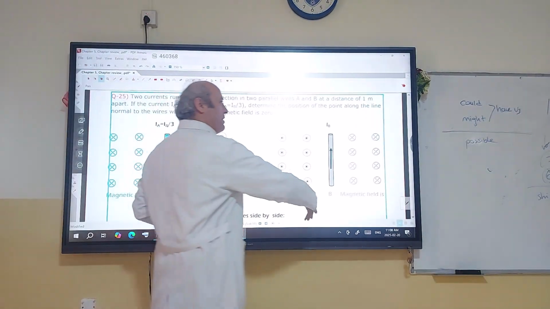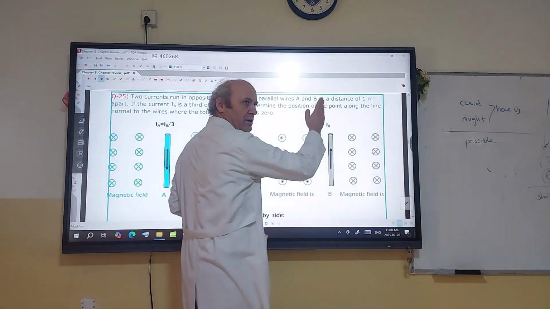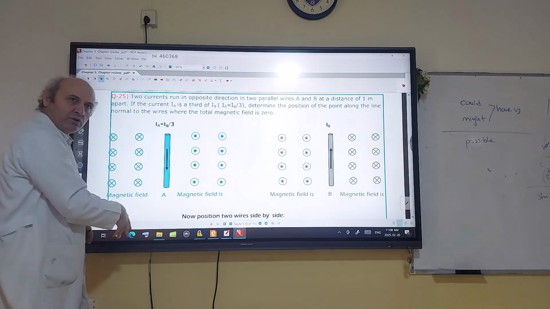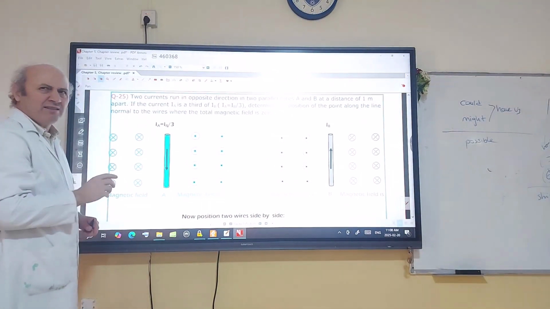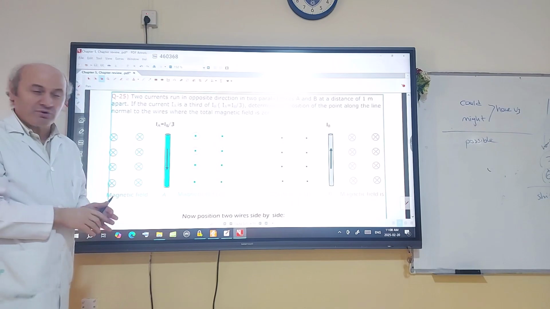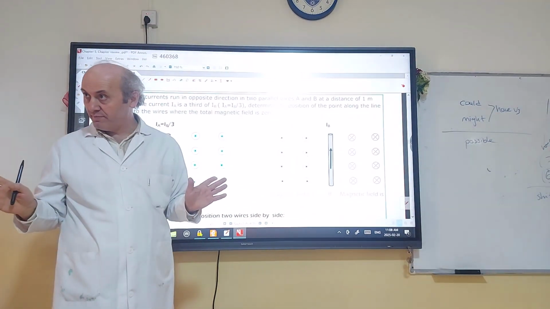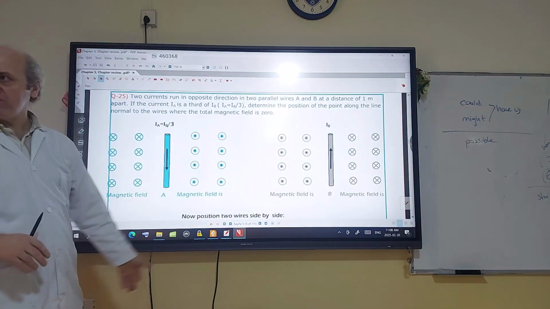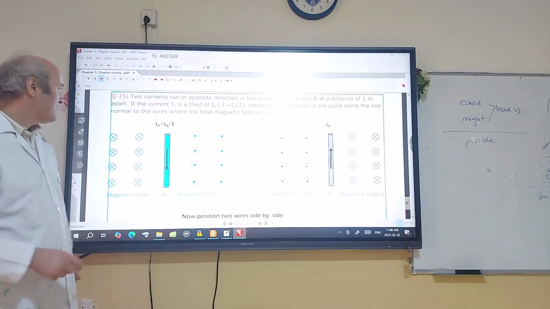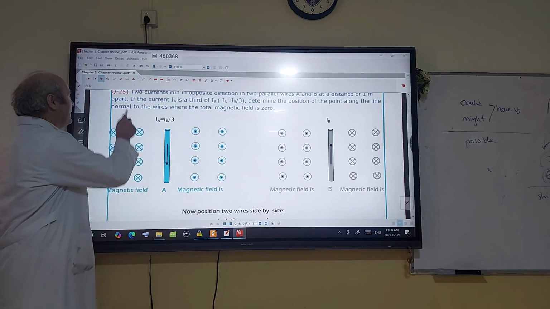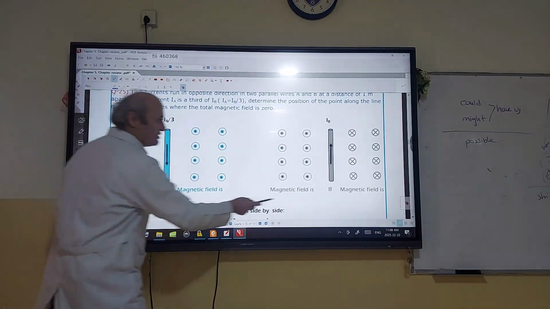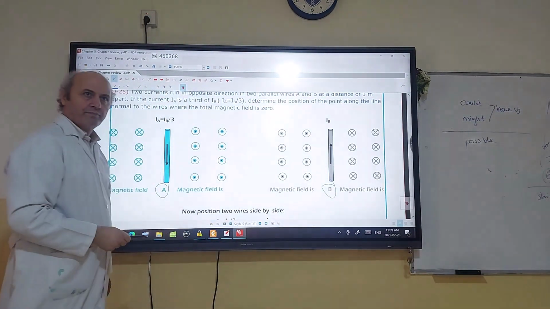First, let's think about each wire's magnetic field around it. One wire will have electric current up to the page, the other one will have down to the page, because they're opposite currents. It doesn't matter which one you choose, up to the page or down to the page. You will get the same answer. I choose this one down to the page, that one up to the page. I said this one is wire A, and this is wire B.